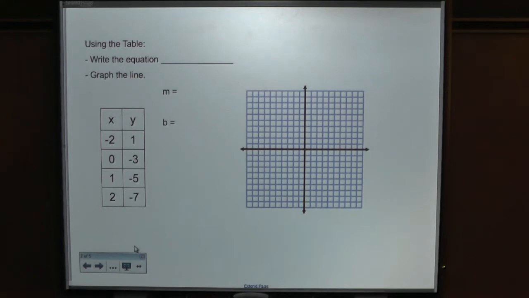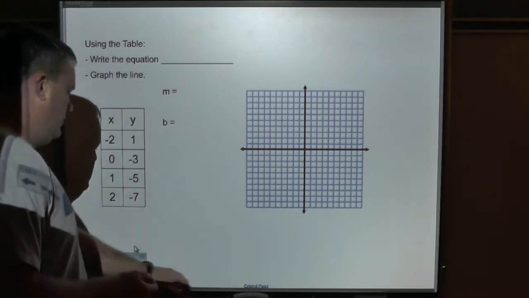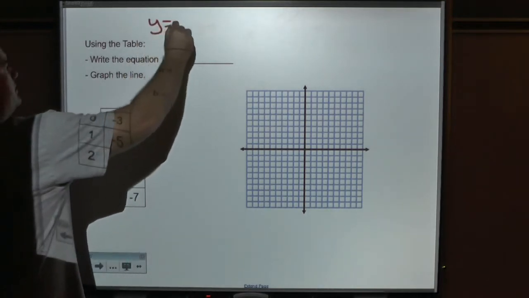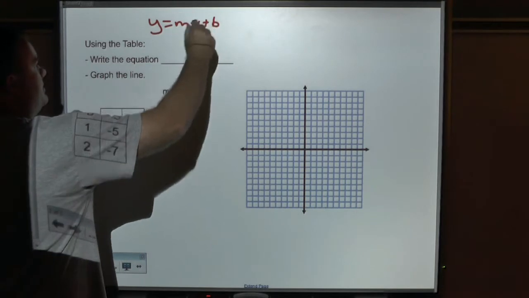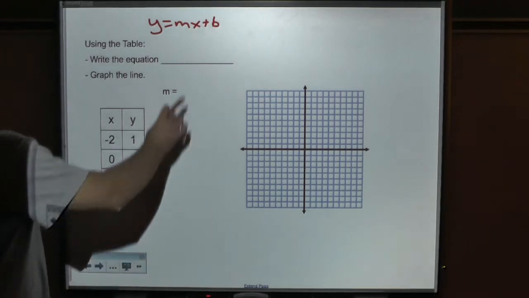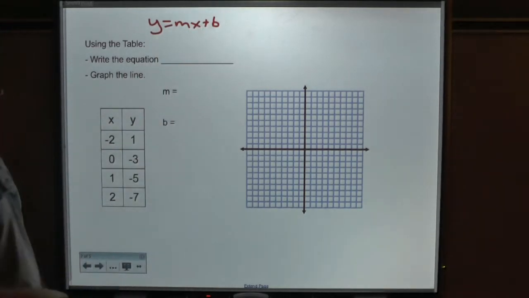So, start off with using the table to write an equation. This goes back to what we did in our last two tests, writing the equation of a line. As we know, it is written in slope-intercept form, y equals mx plus b. So if we are using the table to do this, well, real simple. You must find your slope and your y-intercept.